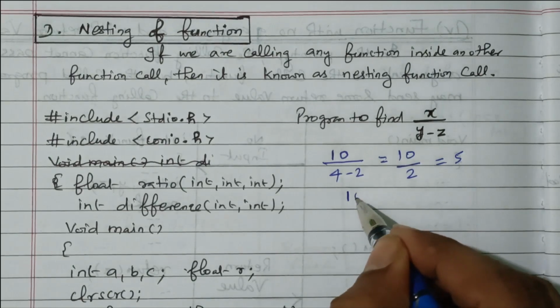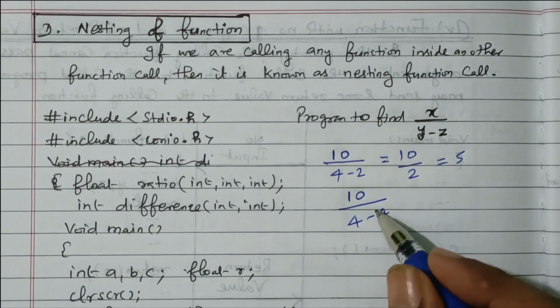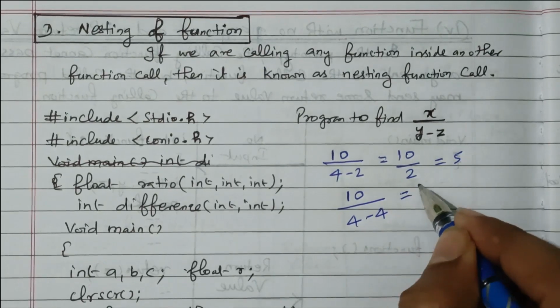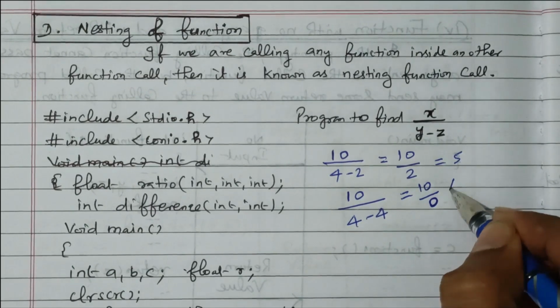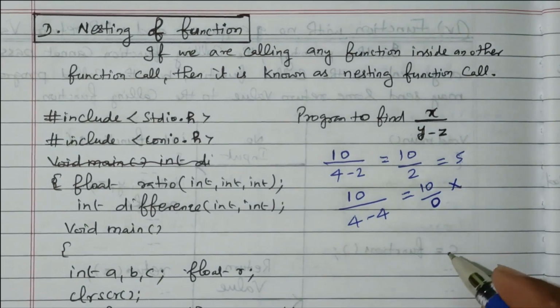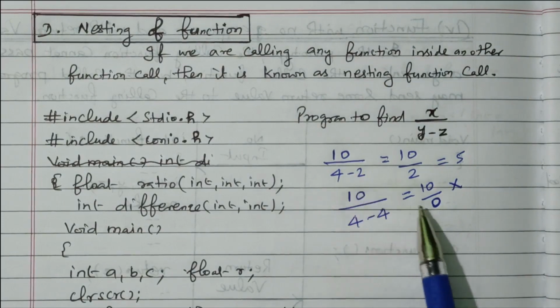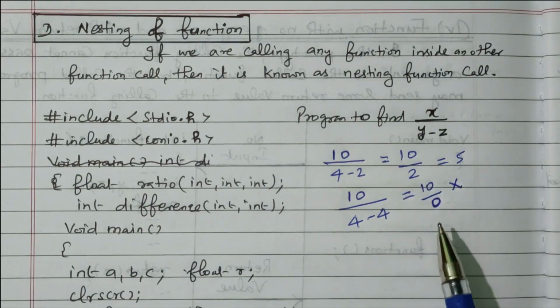We'll have one more example. 10 divided by 4 minus 4. X is 10, y also 4 and z also 4, means what will happen? 10 divided by 0. So in this case it is infinite. We cannot perform this function. So we have to check whether this value is equal to 0 or not equal to 0. If it is not equal to 0, we can perform the operation. If it is 0, we cannot perform the operation, right?